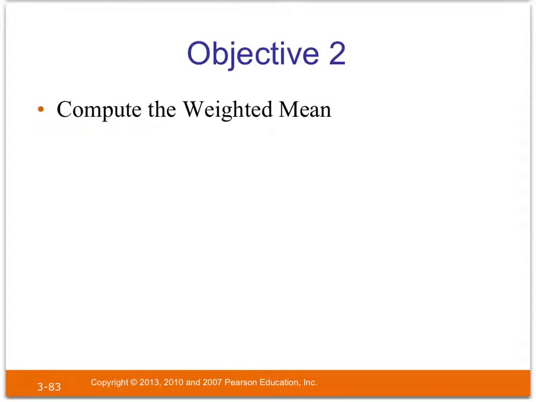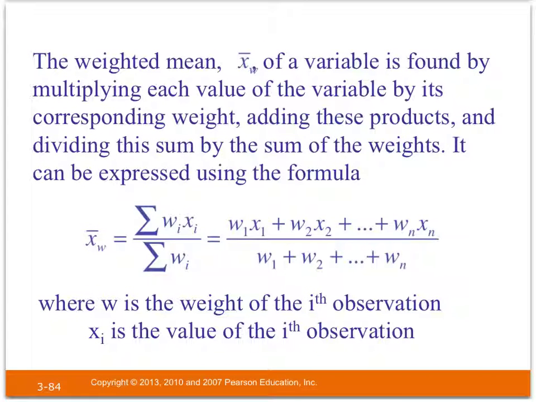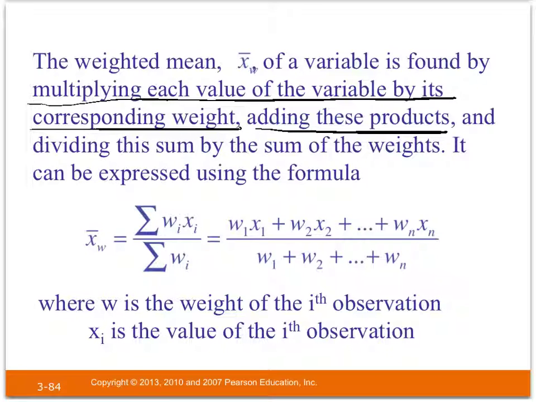Next, we want to compute the weighted mean. The weighted mean of a variable is found by multiplying each value of the variable by its corresponding weight, adding these products, and dividing the sum by the sum of the weights. Okay? Think of this like you would calculate a GPA. We have different weights for different grades. An A is worth 4 points, a B is worth 3 points, a C is worth 2 points, a D is worth 1 point, and an F is not worth any points. And so when we're looking at these formulas, the w is your weight.